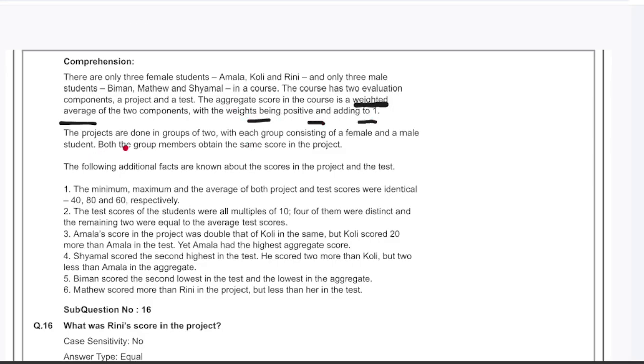The projects are done in a group of 2, with each group consisting of a female and a male student. Both the group members obtain the same score in the project. So in the project, both the group members are getting the same score, but not in the test. And then some more information is given to us. So let's start making a table for this so we can solve our questions.